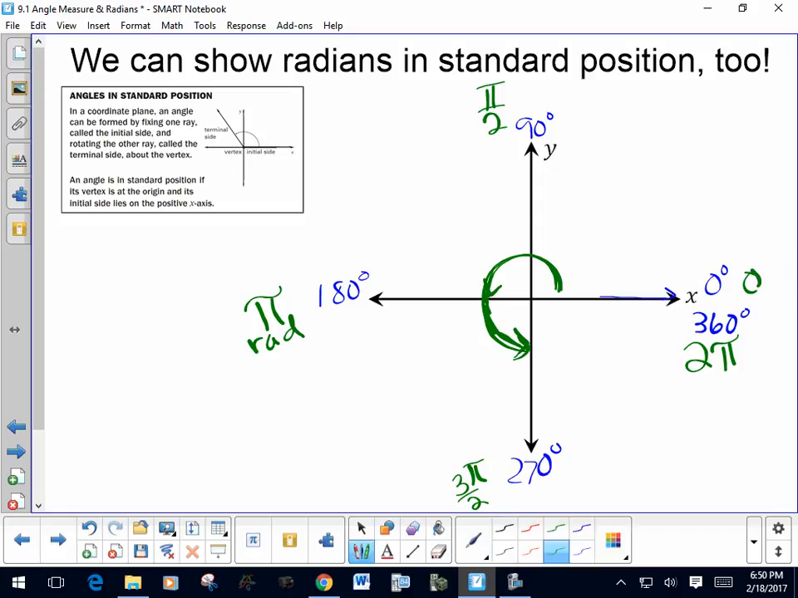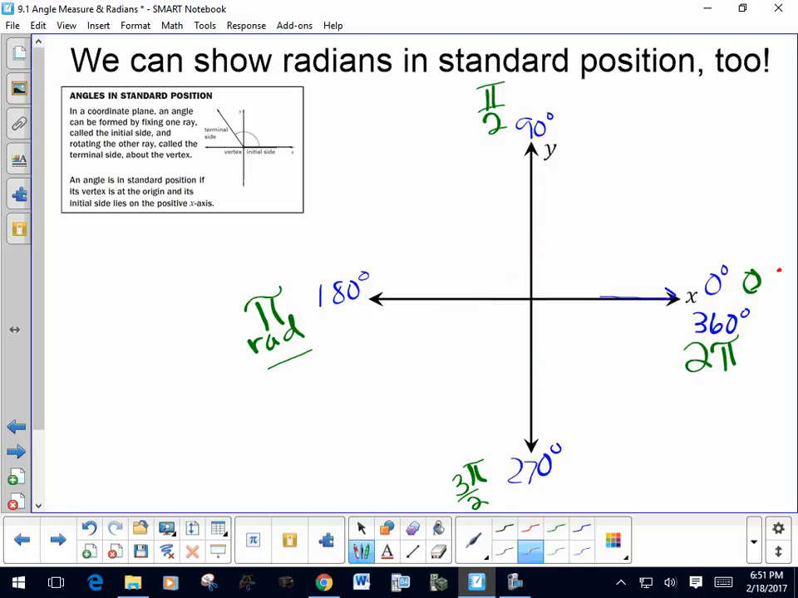If we keep rotating, 90 degrees is the same as pi over 2, or pi halves radians. Over to here, we get to pi radians, half a rotation. Then comes 3 pi over 2 radians, and then all the way around is 2 pi radians. Let's do it in decimal radians this time.